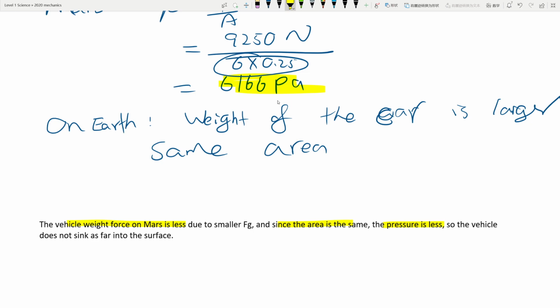Like, if I give an example, a person who weighs 80 kilograms steps on your foot, compared to a person with 60 kilograms wearing the same type of shoes, assume the shoe size is the same. Obviously the 80 kilogram person is going to hurt you a little bit more. Because it's the same amount of area, but the weight force is greater, and that's going to be distributed over that same amount of area, and then you're going to feel that, and that's going to be a bit of pain.